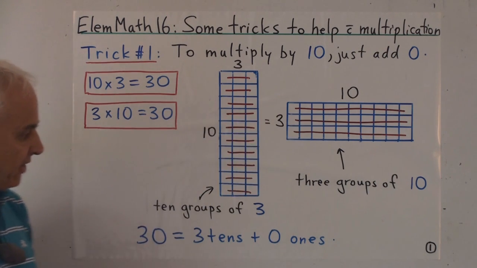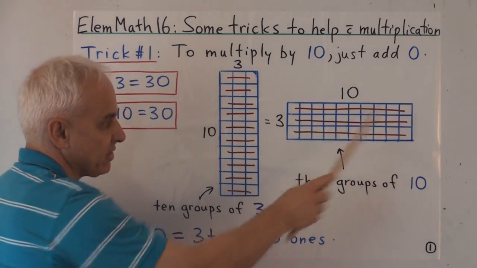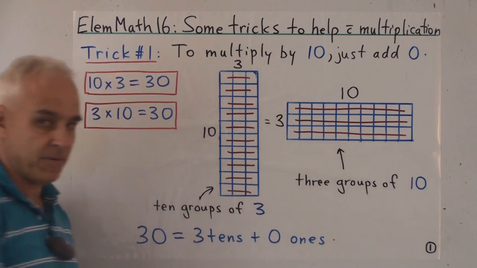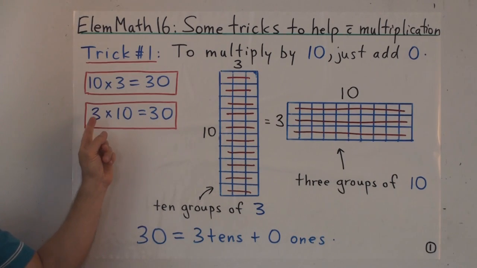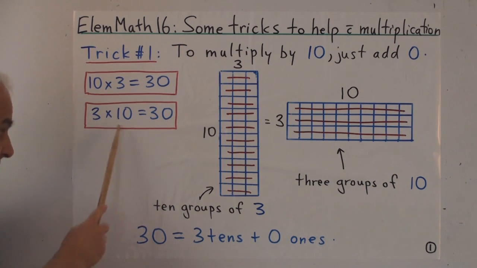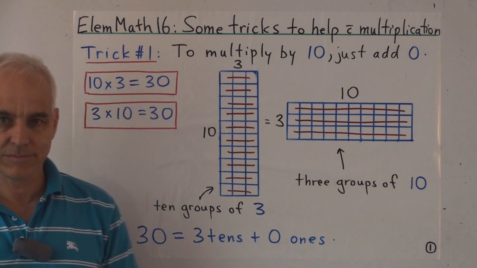So where can we see 3 tens and 0 ones? Right here. This picture right here is exhibiting 3 tens. 10, 10, and 10. So when we look at it this way, in terms of 3 times 10, we're seeing 3 groups of 10, and that's why we're getting the 3 in the tens place, because 3 times 10 means 3 groups of 10. And there are no ones because there's just 3 groups of 10 and that's all. That's why we're getting 3, 0, or 30 when we multiply 3 by 10.